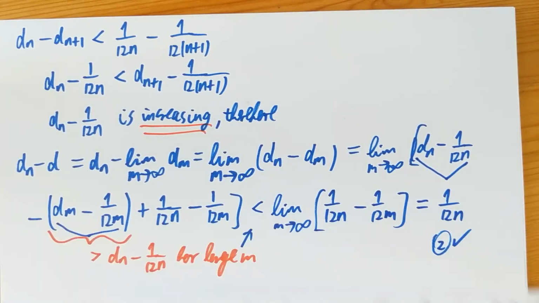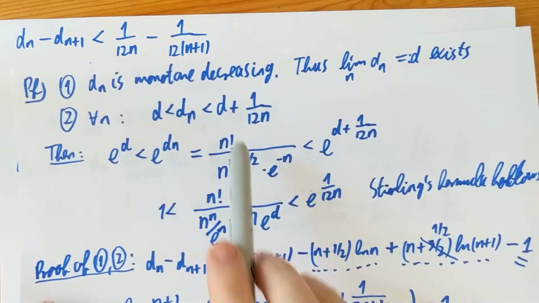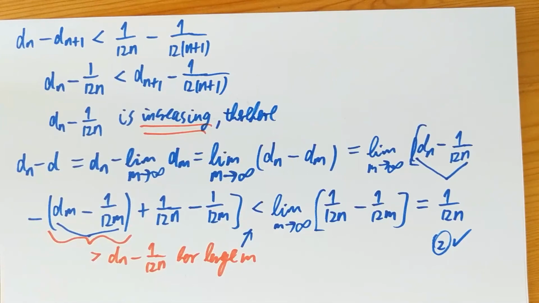So now property 2 is proved, property 1 is proved. These together imply that the statement is true. That's what we started with before, and now Stirling's formula is completely proved. So that's the end of this story here.